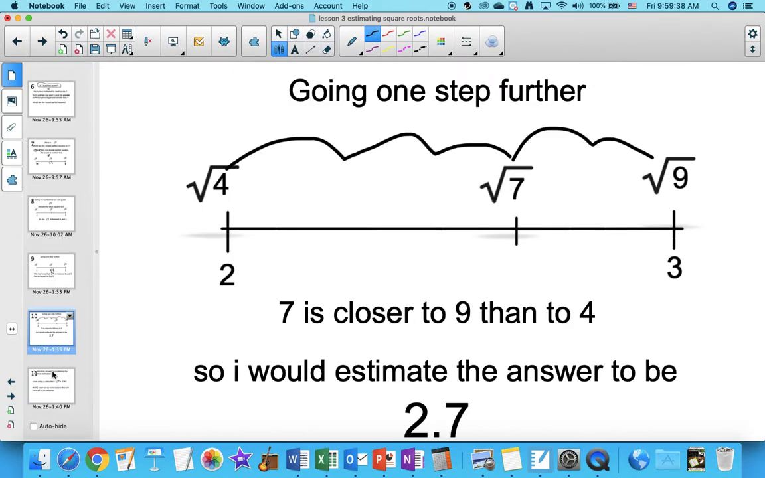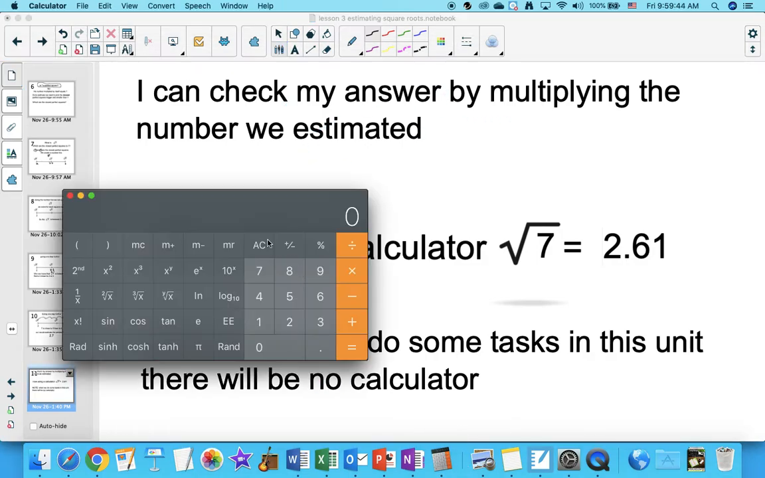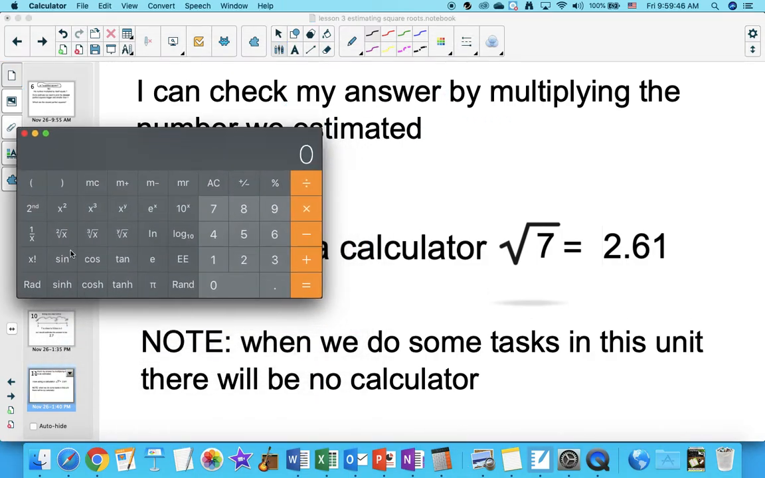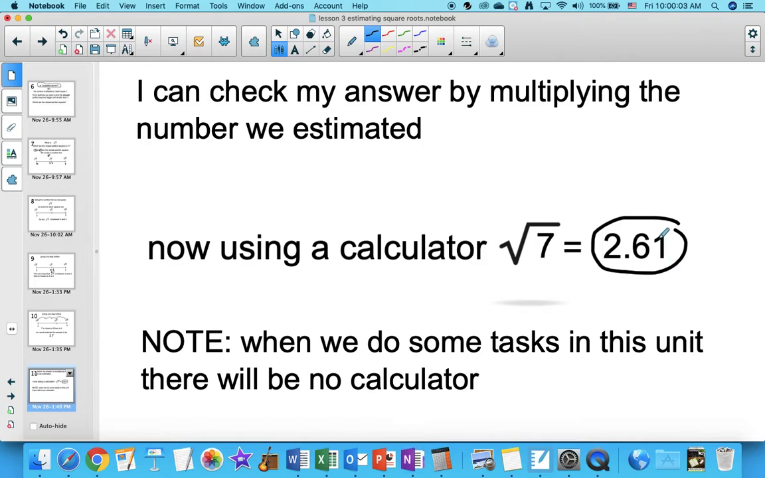Well, we can use a calculator to check our answer, right? I can check my answer by using a calculator. I pull out a calculator, and hopefully I find the square root. There it is. So what's the square root of 7? 2.645. I got 2.61 here, it says 2.64. Either way, you end up with 2.6. Let's go with 2.6. Well, I said 2.7, so I'm pretty close.